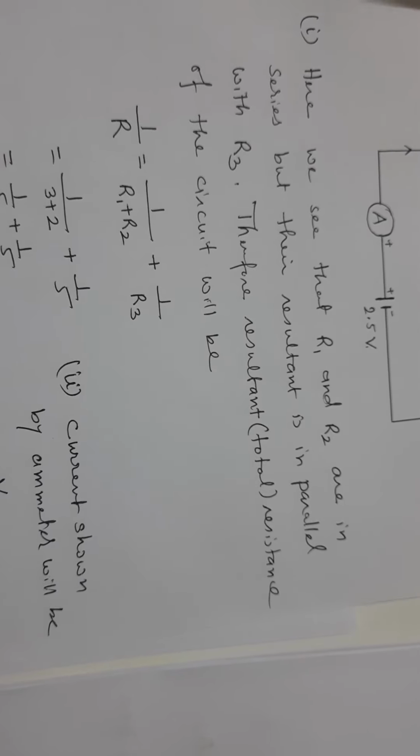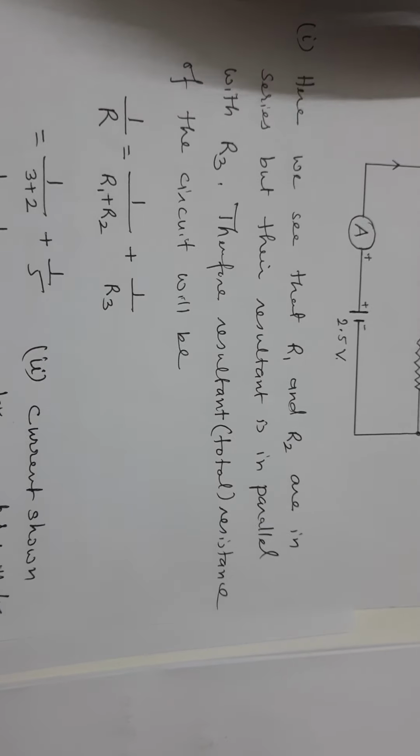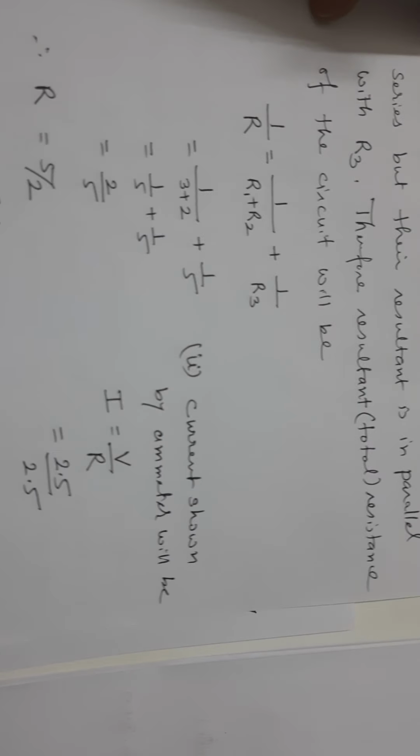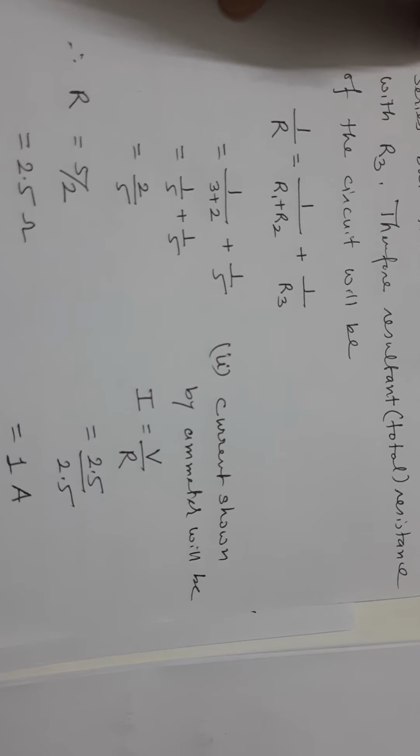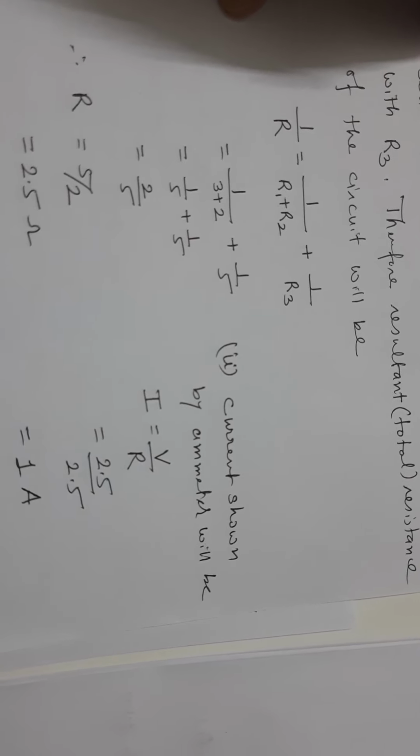So it is 1 upon 3 plus 2, that is 1 upon 5, plus 1 upon 5. So we have 2 upon 5. 1 upon R is 2 upon 5, so R is equal to 5 upon 2, and that is going to be 2.5.